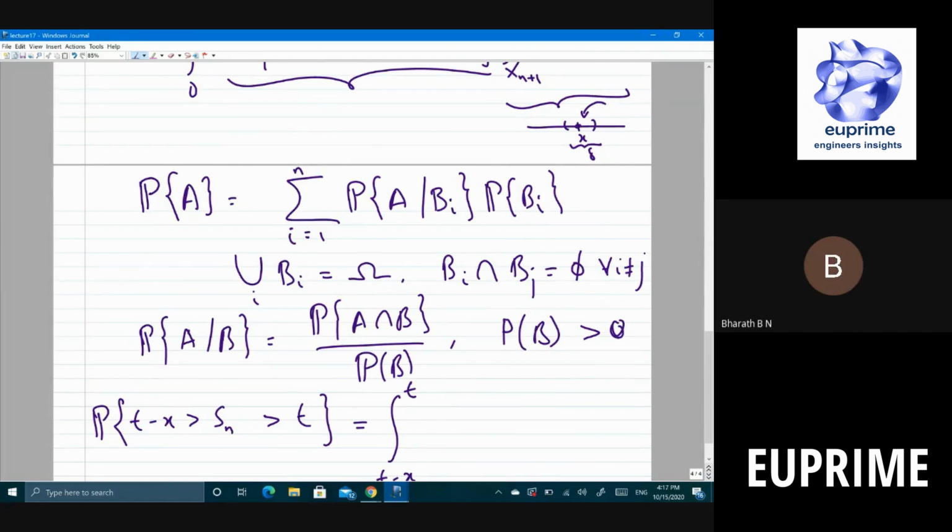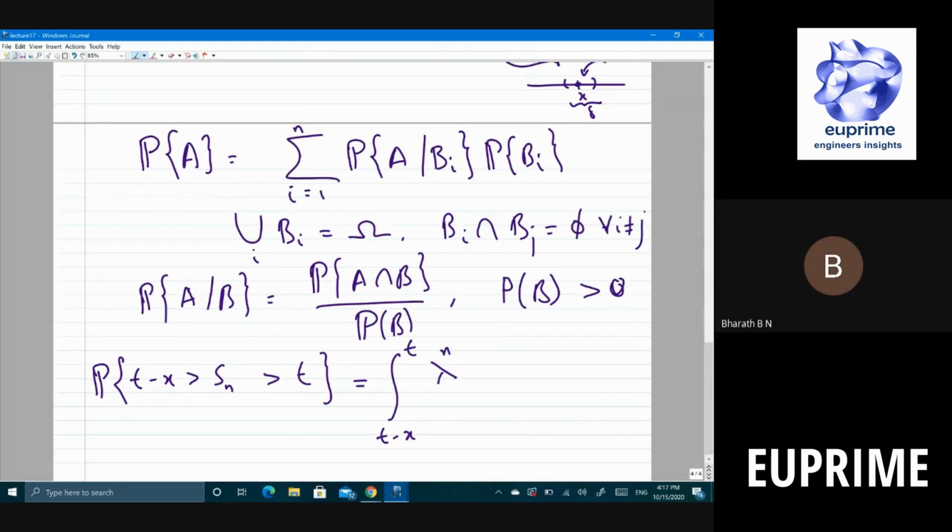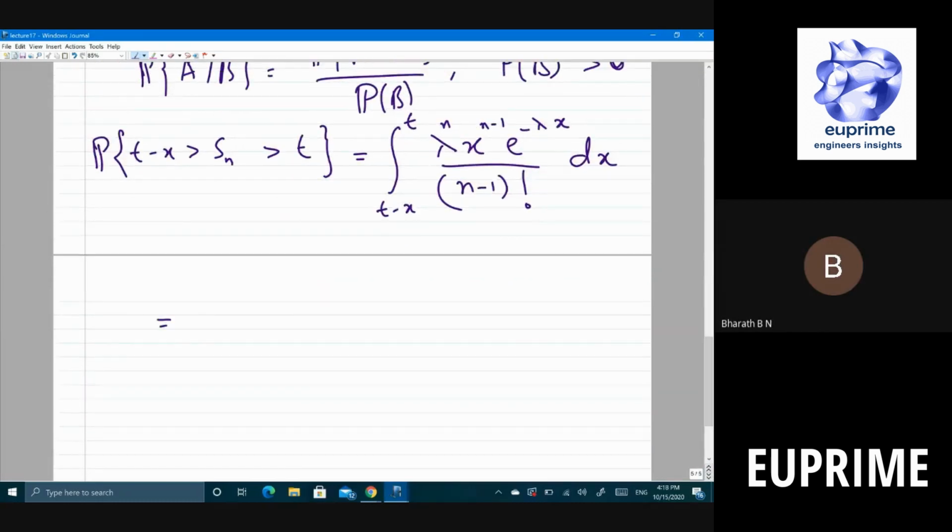So what is f_Sn of x? We have seen that: lambda power n x power n minus 1 e to the power minus lambda x over n minus 1 factorial, dx. Now, how do you compute this? This is lambda power n divided by n minus 1 factorial, times the integral from t minus x to t of x power n minus 1 e power minus lambda x dx. Now, can you complete the proof?